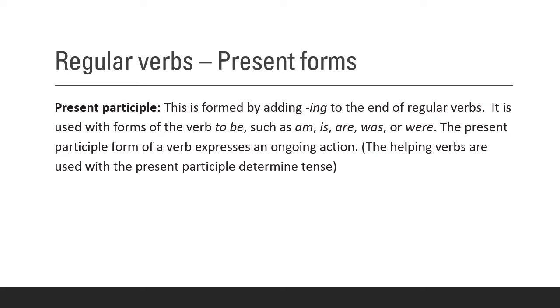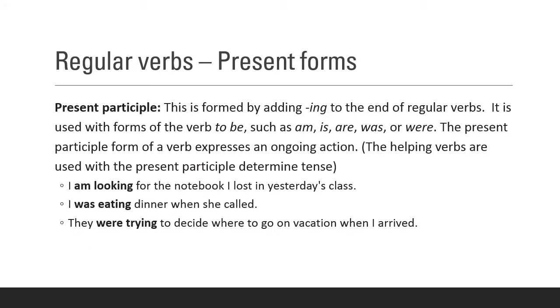The helping verbs are used with the present participle. They determine the tense, the time. If it's am, is, and are, it's present time. If it's was and were, it's past time. Let's look at some examples. Now I'm looking for the notebook I lost in yesterday's class. I was eating dinner when she called. They were trying to decide where to go on vacation when I arrived.